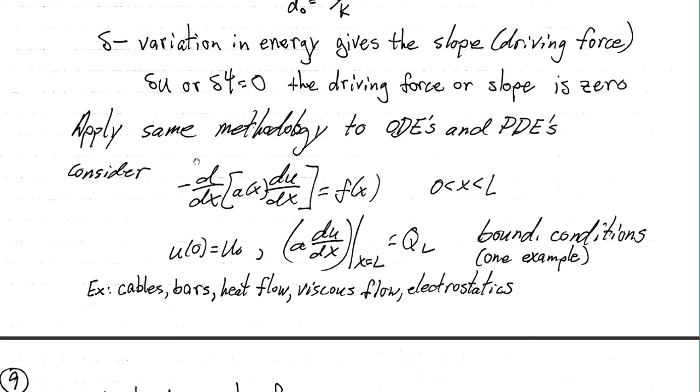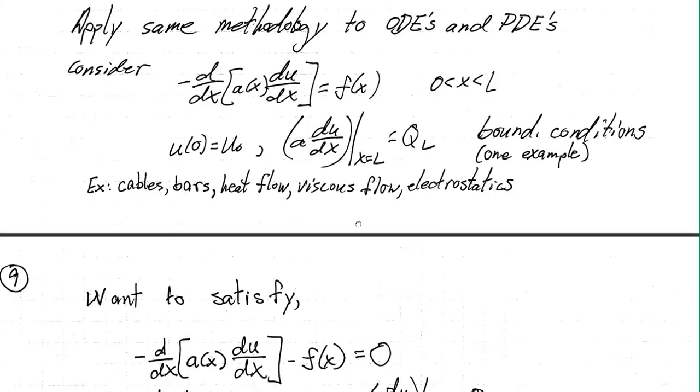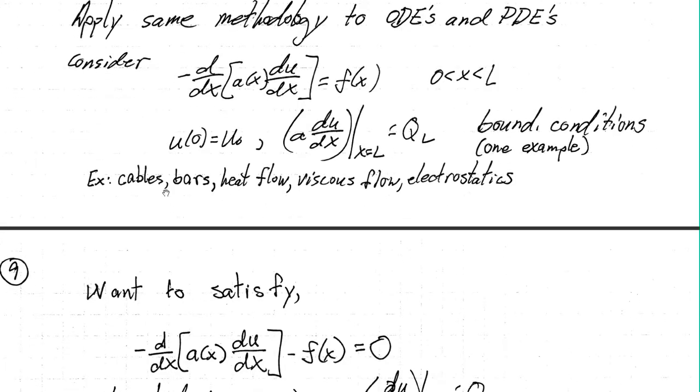So let's come back to this ODE that we started to solve last time. We have boundary conditions on both sides. Here we have a displacement on the left side, x equals 0. On the right, x equals L, we've got some flux, or for mechanics, this would be your force. There are several physical examples: cables, bars, heat flow, viscous flow. Electrostatics is governed by this ODE.